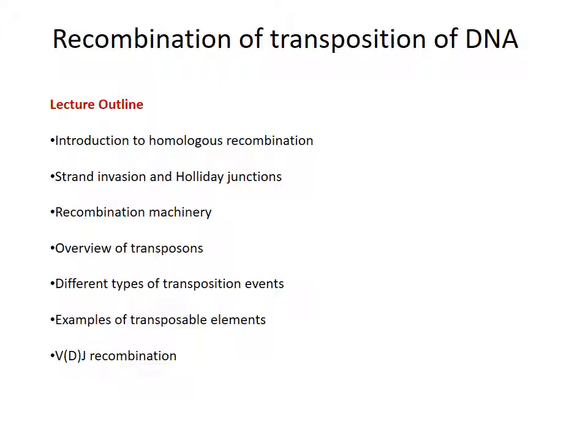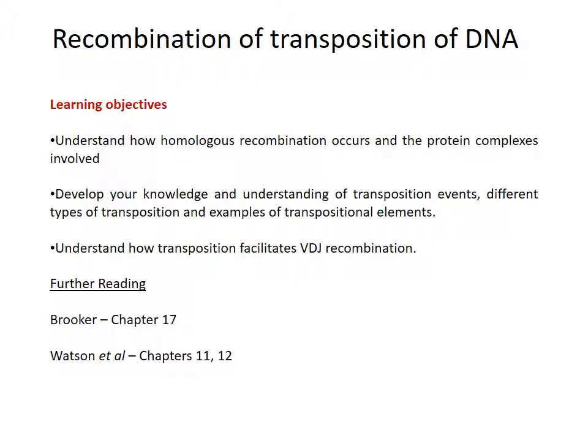So your learning objectives for this lecture are threefold: understand how homologous recombination occurs and the complexes that are involved, in particular understand the stepwise nature of homologous recombination, the events that are required in order to drive that event forward. Develop your knowledge a little further in terms of transposable elements and transposition events, in particular these complex gene-like transposable elements which can self-replicate and integrate around the genome and drive the integration of other less complex transposable elements. And finally, have an understanding of how transposition facilitates VDJ recombination.